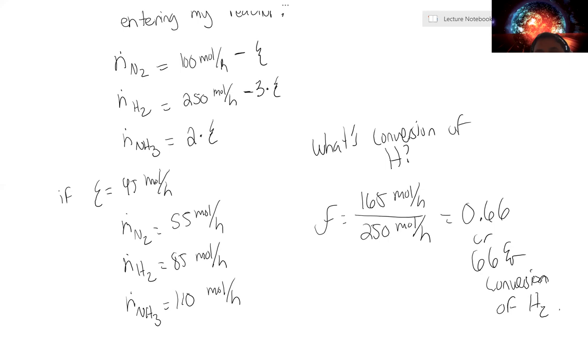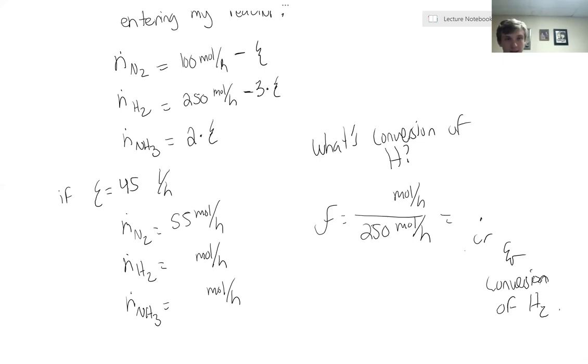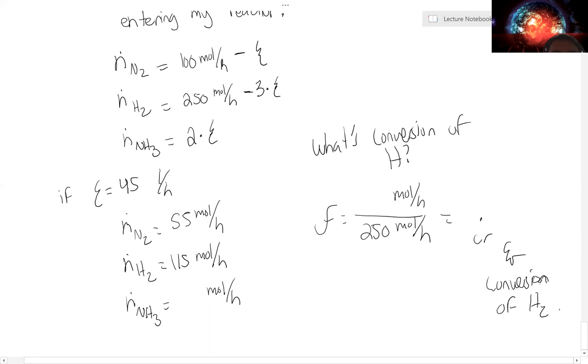For the hydrogen balance, 250 yes. Minus 3 times 45 is 115. Oh, did I say 55 or 45? I might have gotten confused with 45 and 55. You're right. I think this is 45, not 55. I can correct all those numbers. Thank you for bringing that to my attention. So that would be 115 here. This would be 90. And so I'd have 45 times 3, 135 over 250, or 54.54. Or 54% conversion. Thank you for the correction.